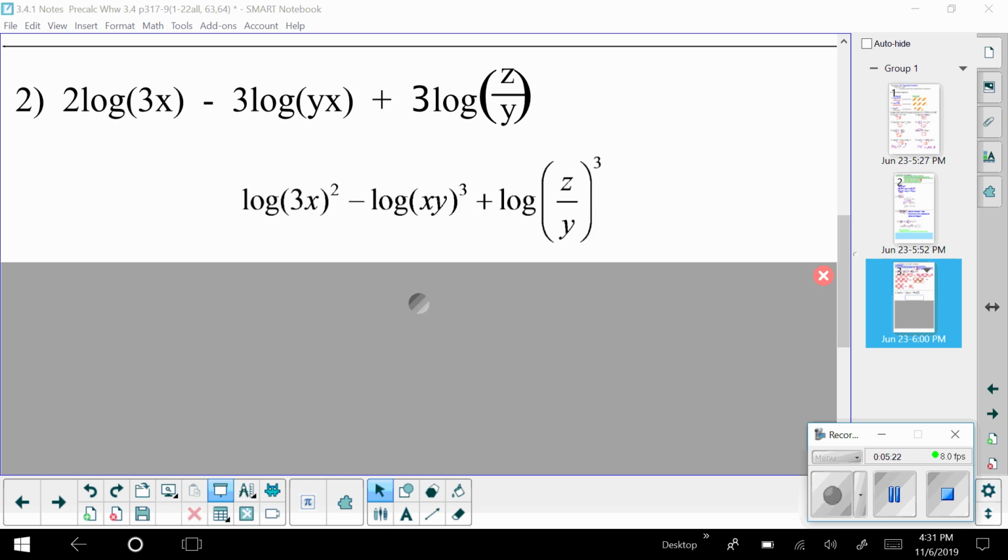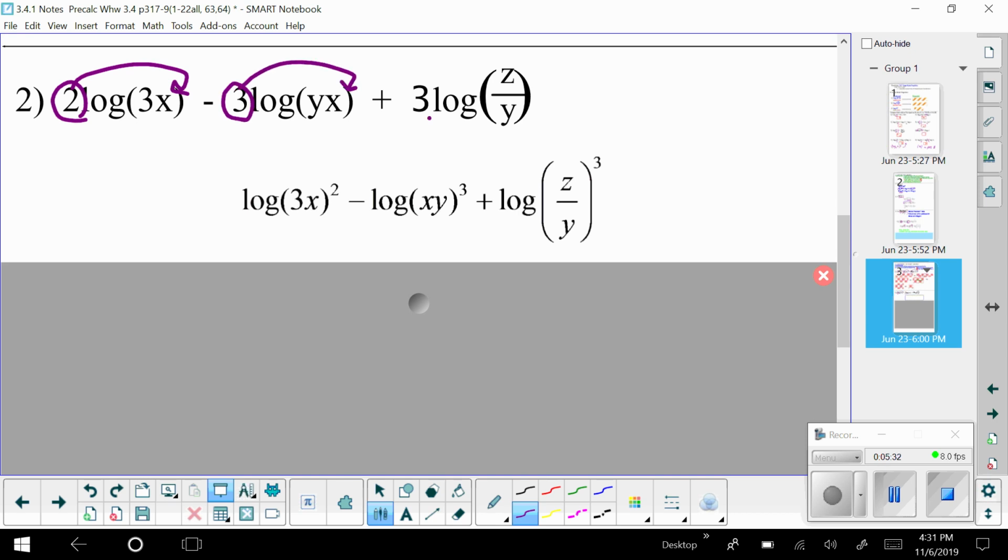Here's what it should look like when you took all of your leading coefficients and changed them back to exponents. And then our next step, you should be able to work this one on your own. You should have distributed your exponents through there. Okay, go ahead and try the next step after this on your own. Pause the video.